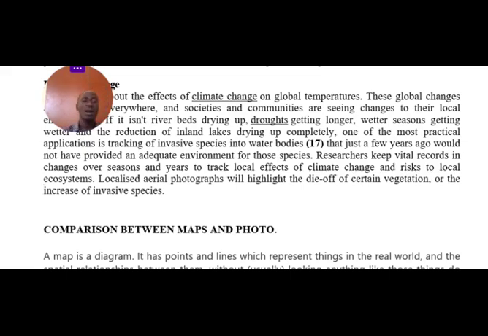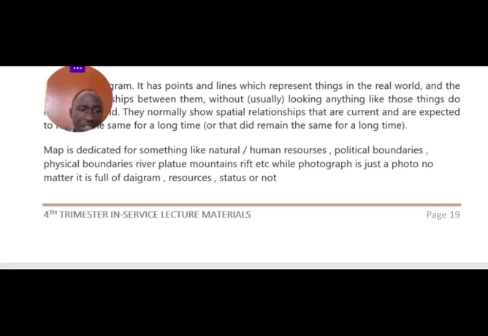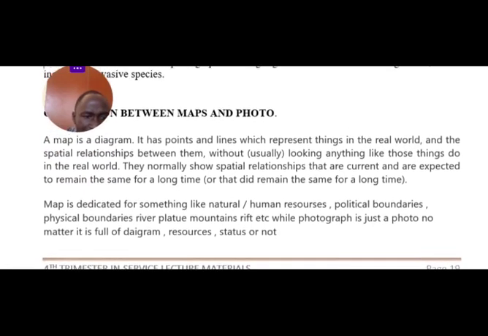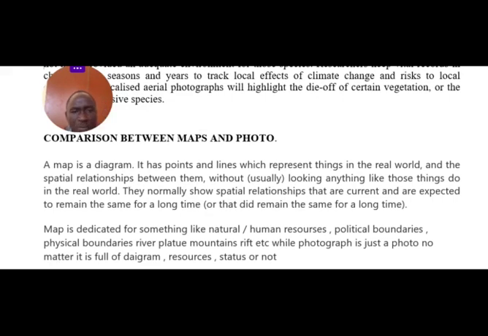So I think that will be marking the end of that. And here we are having the comparison between maps and photographs. When you look at this comparison between the maps and photographs, it is very simple. Look at the maps and also look at the photographs.